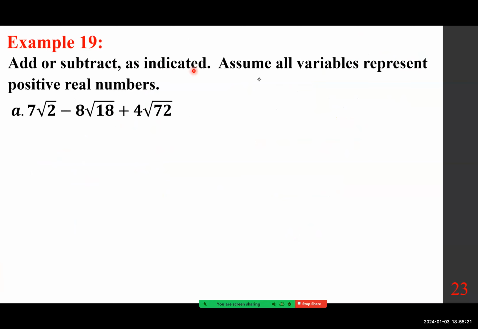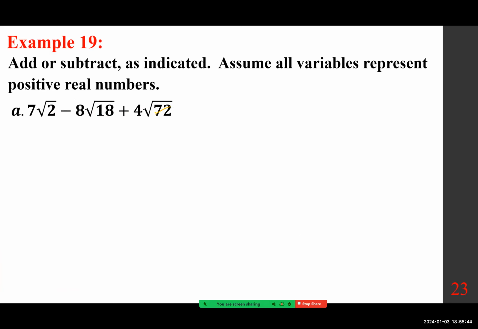Add or subtract as indicated. We are assuming variables are positive real numbers. So in this case, it doesn't have a variable, so this is fine. 18, I hope you realize it's 2 times 9. So that means 9 comes out. So let me put the 9 first. So it's 9 times 2.